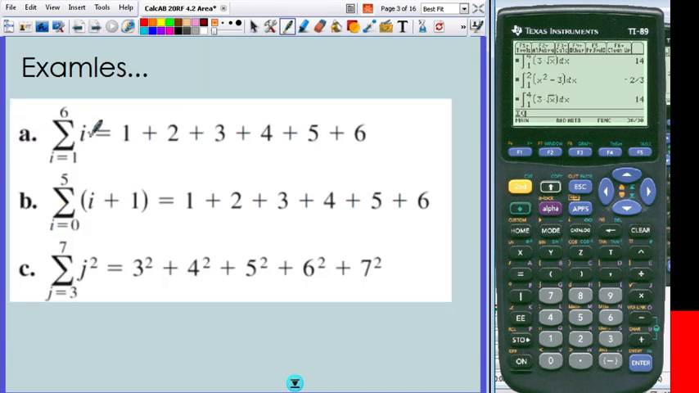So if I said the sum of i from i equals 1 to 6, basically just plug in 1 the first time, then plus 2, plus 3, plus 4, plus 5, plus 6, and you add that up, and you get whatever that comes out to, and that is 21.